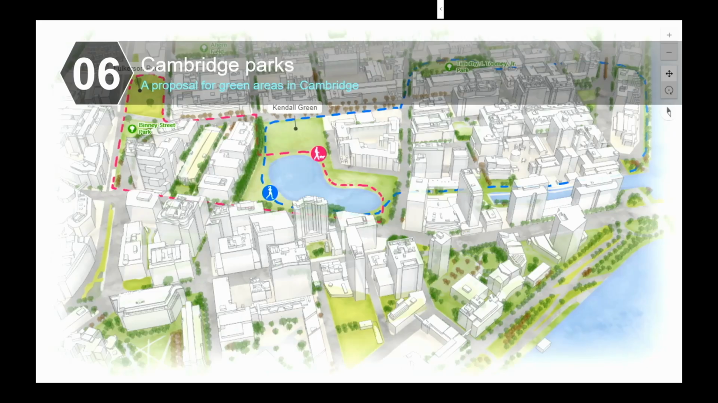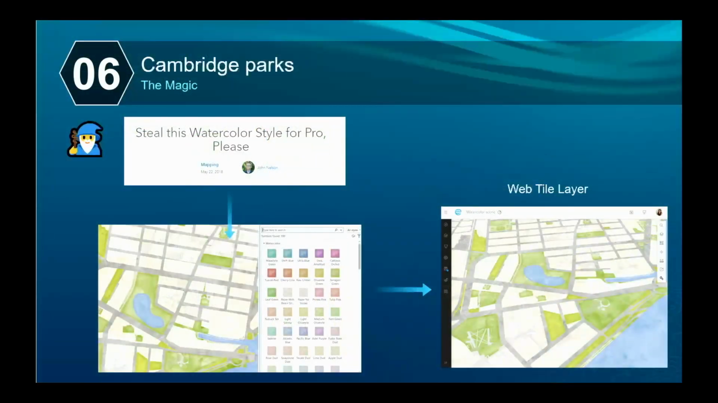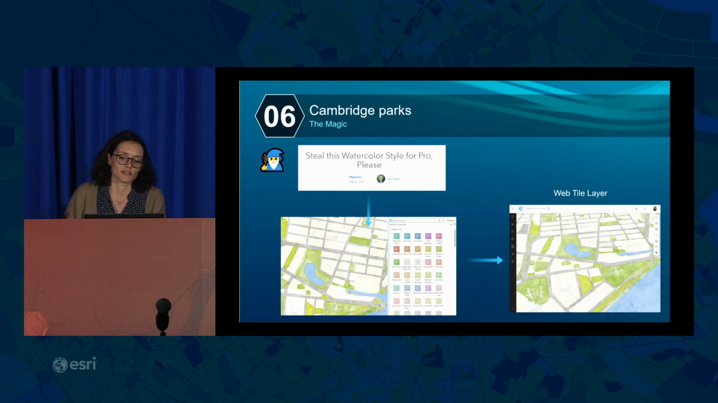The way to do that is to follow John Nelson and then steal all his styles. So I took this watercolor style for Pro, and if you publish it as a tile layer, it needs to be a tile layer. If you do vector tile, we won't render it, neither in 2D nor in 3D. So you need to have a web tile layer, create PNGs out of it, and then load it in your web map or web scene, and you've got a watercolor base map.